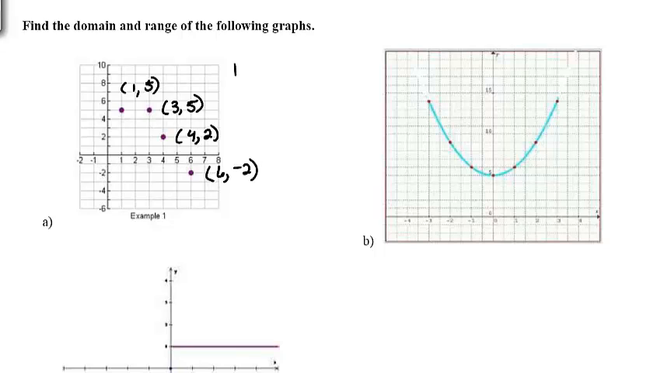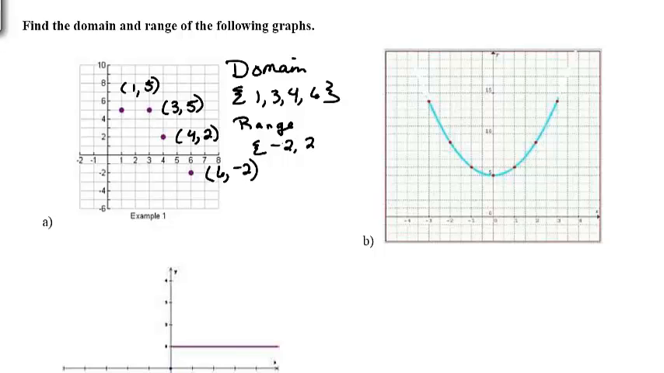So the domain is the set of all the x values, and all the x values are 1, 3, 4, and 6. And then the range is the set of all y values, and that's going to be 5. You only list it once. 2 and negative 2. I like to list mine from smallest to biggest, so that would be negative 2, 2, and 5. And again, you don't list repeats, you only list a number once when you're listing a domain or a range.